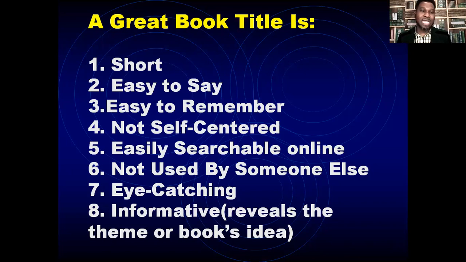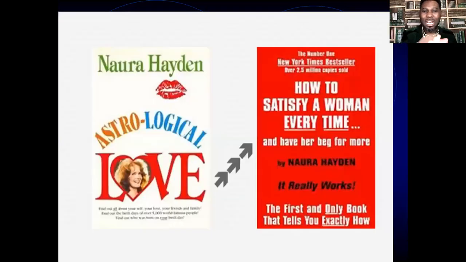Okay, great. Now, the next thing that you want to know about a great book title is that your book title should be eye-catching. You know, I just gave you an example of Astrological Love that flopped and How to Satisfy a Woman Every Time. I mean, if you are a man, you don't need somebody to convince you to buy this book, How to Satisfy a Woman Every Time.